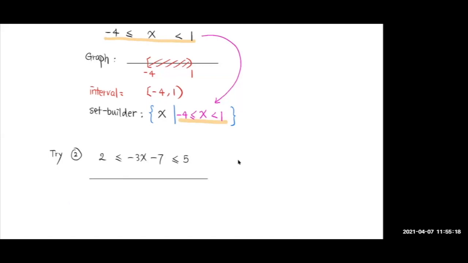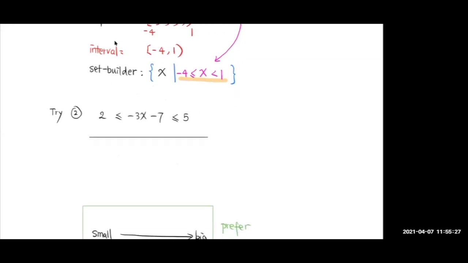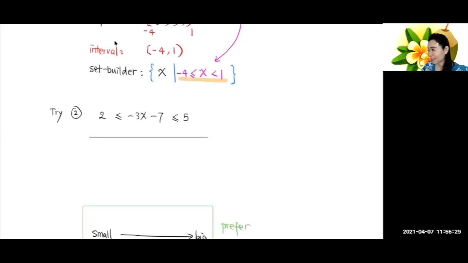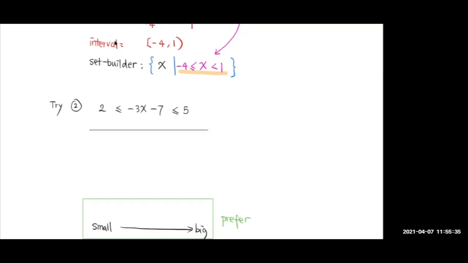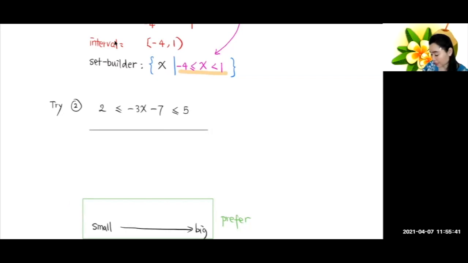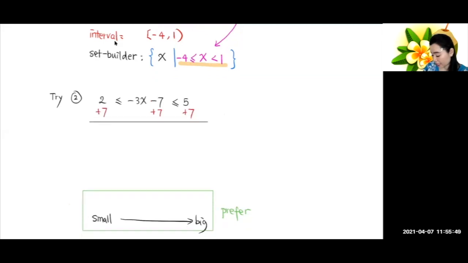Okay, let's go over this. Wait, did you say less than or equal to or greater than or equal to? It should be greater than or equal to -4. Let's go over the detail, let's go over this together. First we want to get rid of this -7, so add 7 to all sides. So we get 9 less than or equal to -3x, less than or equal to 12.